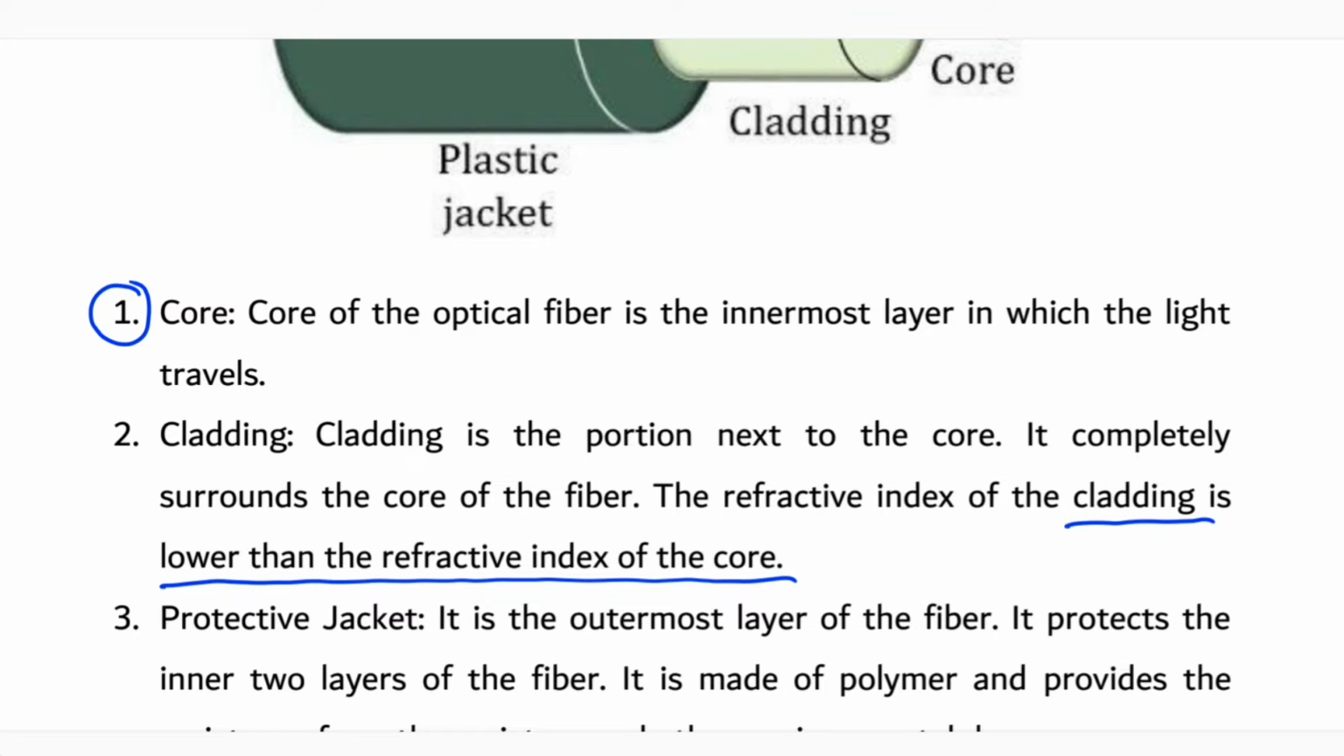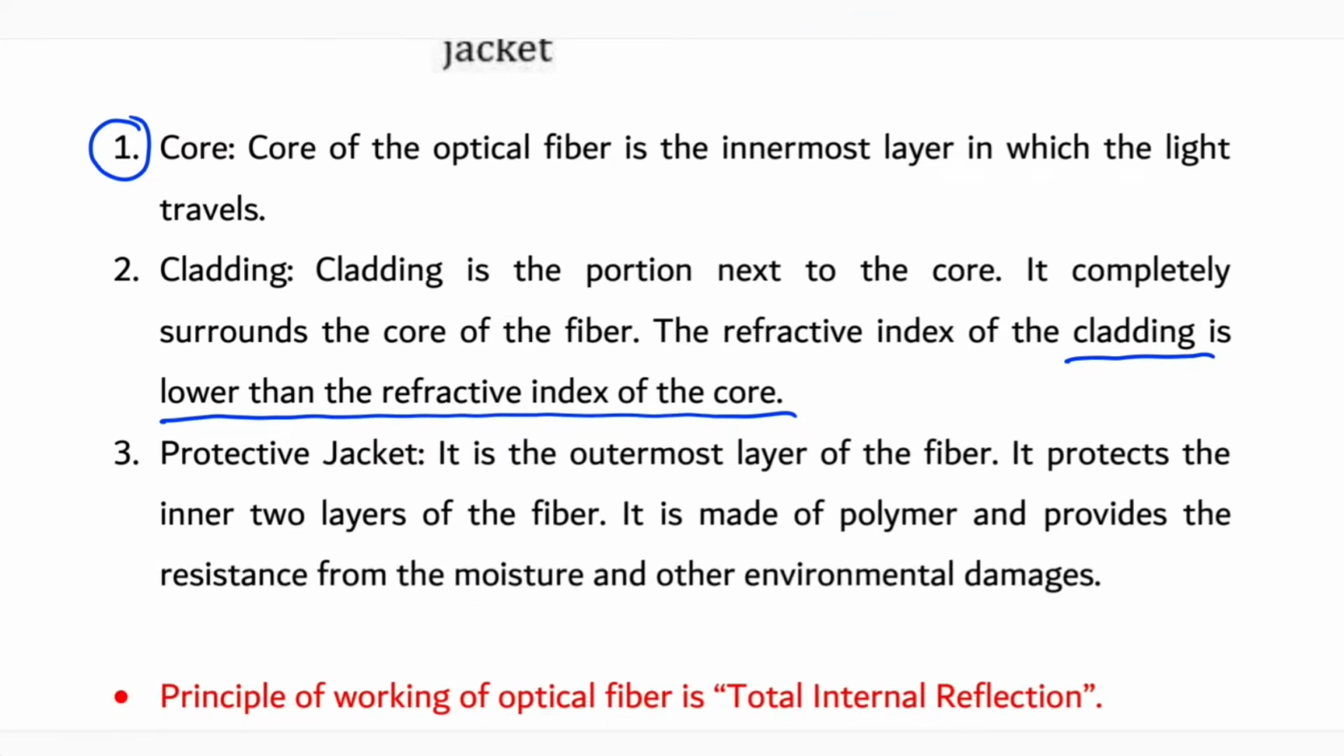Why is this so? As we all know, when light travels from a denser medium to a rarer medium, we observe total internal reflection. And for the optical fiber, the basic principle of operation is only total internal reflection. That's why we use cladding, which has a lower refractive index than that of the core. The third one is the protective jacket. As the name itself says, it is protective. So it protects the optical fiber from moisture and environmental damage.